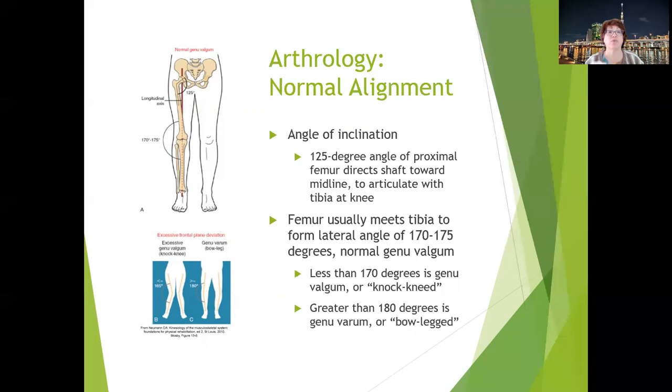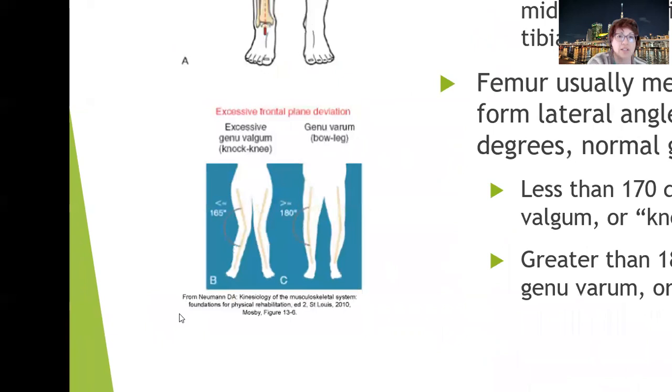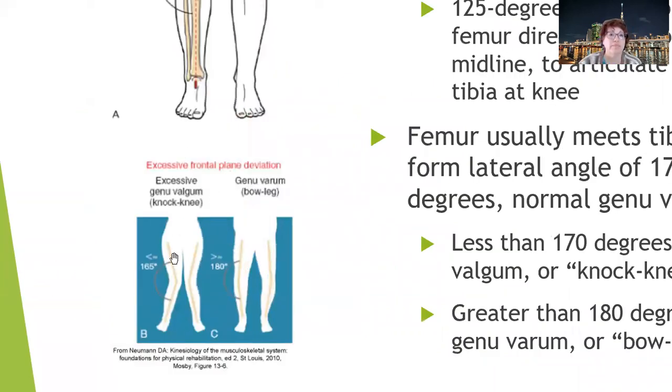And it is going to move the distal end of the femur laterally. So when you look at these two pictures, let me make them a little bit bigger. There we go. Basically, excessive genu valgum and genu varum describe excessive frontal plane deviation. Excessive or diminished angle of inclination of the hip also describe frontal plane deviation.